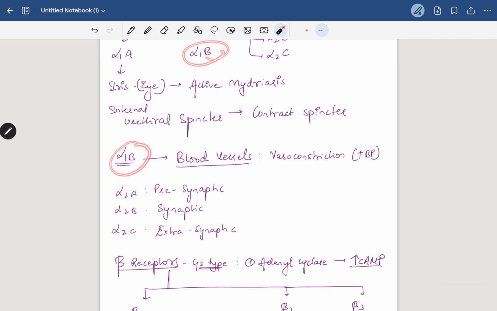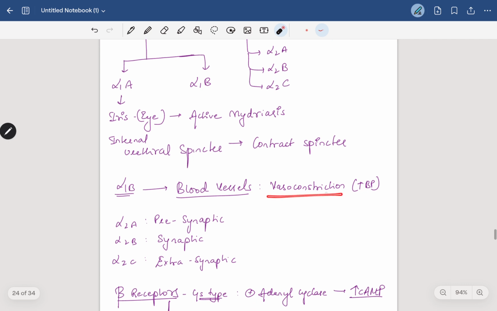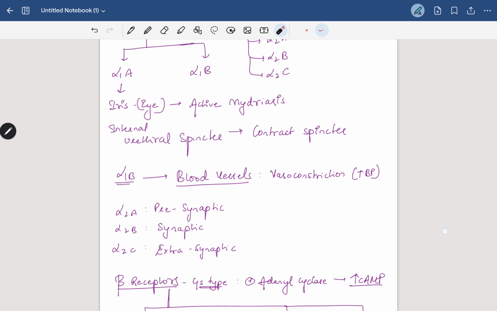Alpha 1B, from B you can remember it is present in blood vessels. B for B, right? It is present in blood vessels, and what does it do? It helps in vasoconstriction. It increases the BP. Why? Because I told you over here that alpha 1 receptors are GQ type and GQ type are excitatory type. So therefore it helps in vasoconstriction and it increases blood pressure.